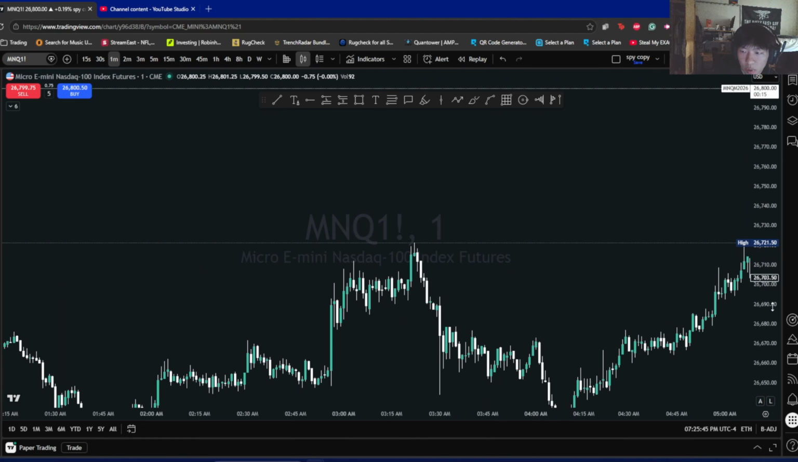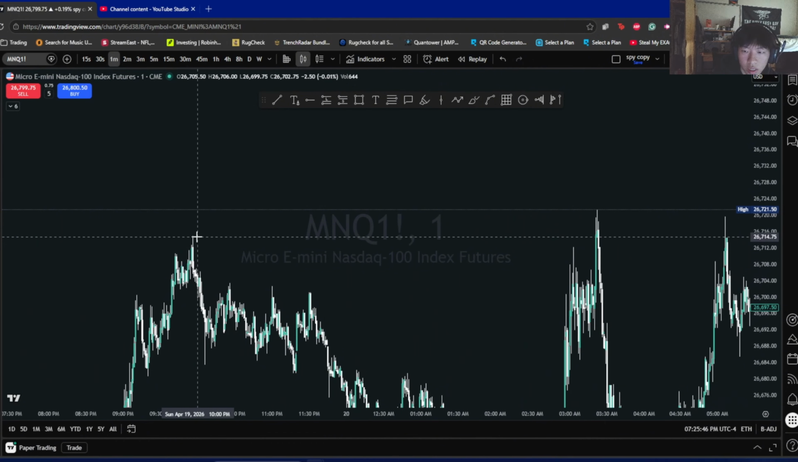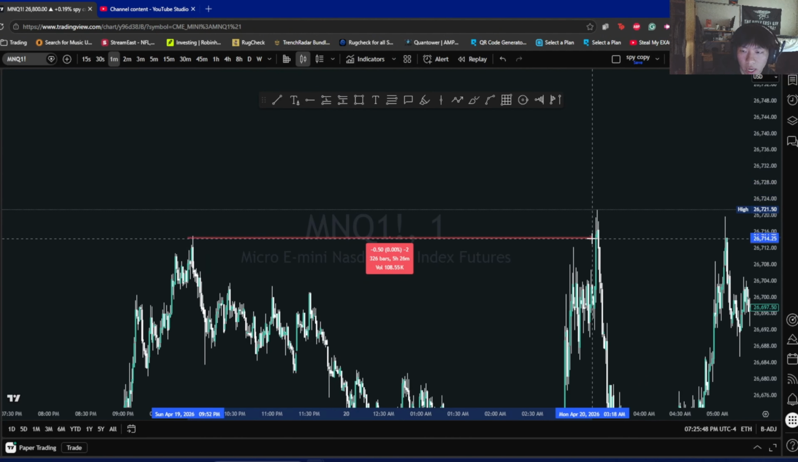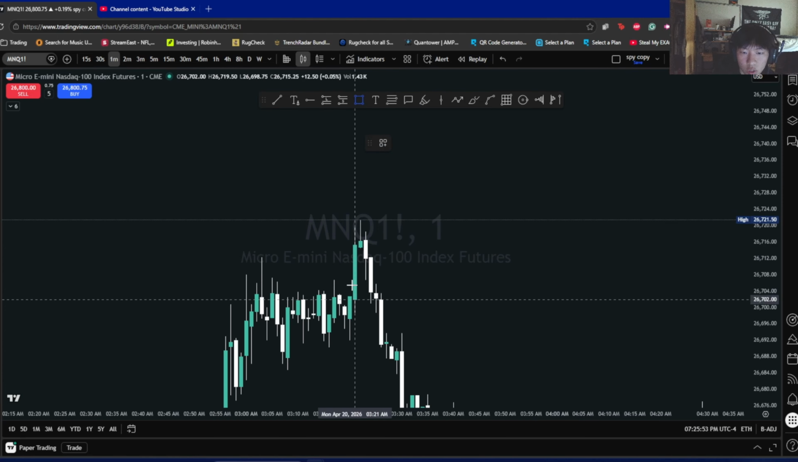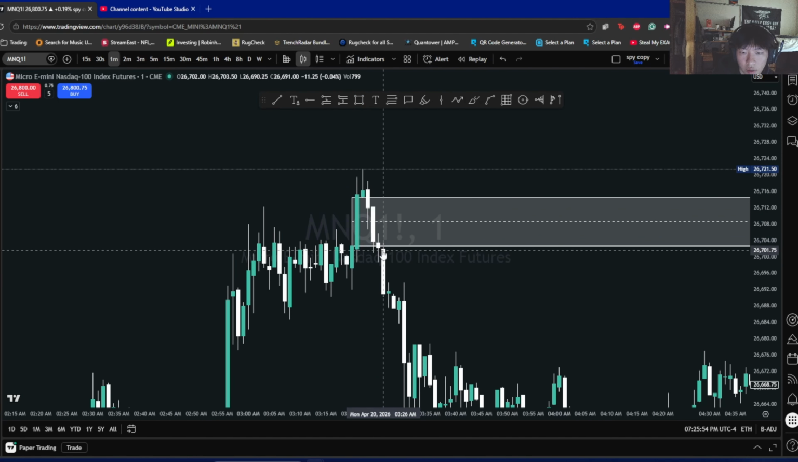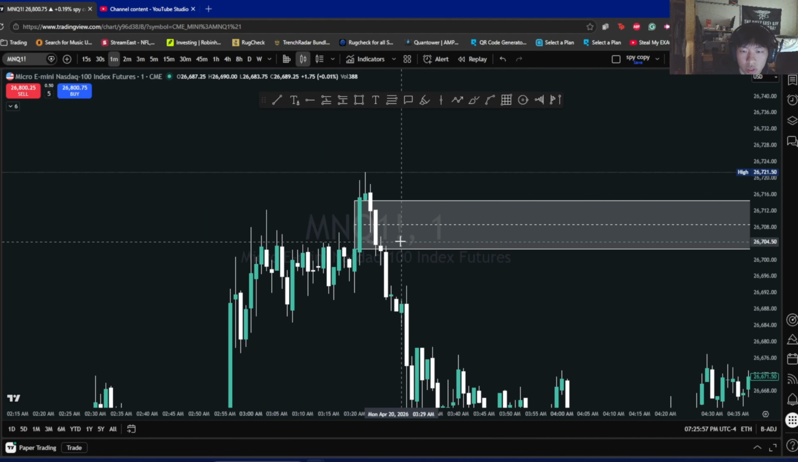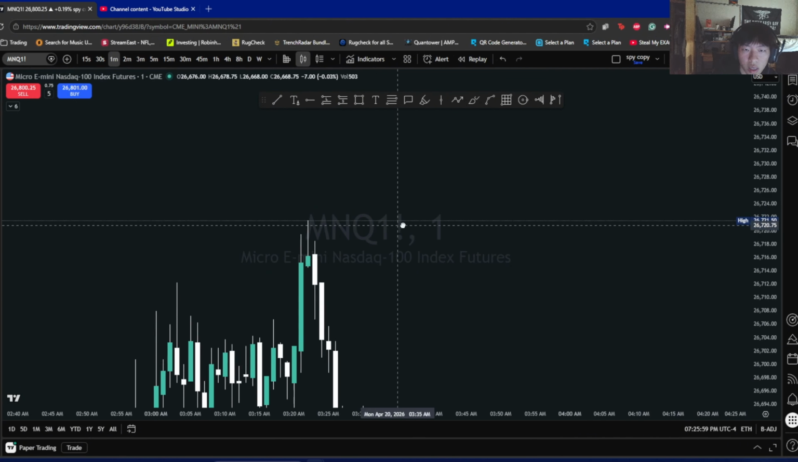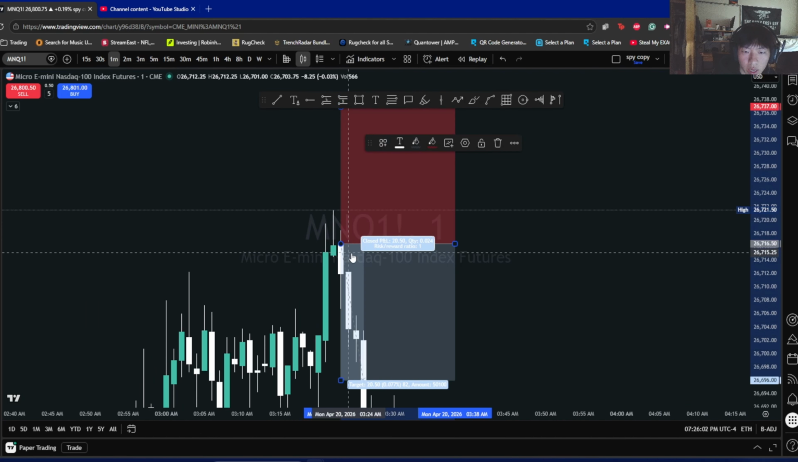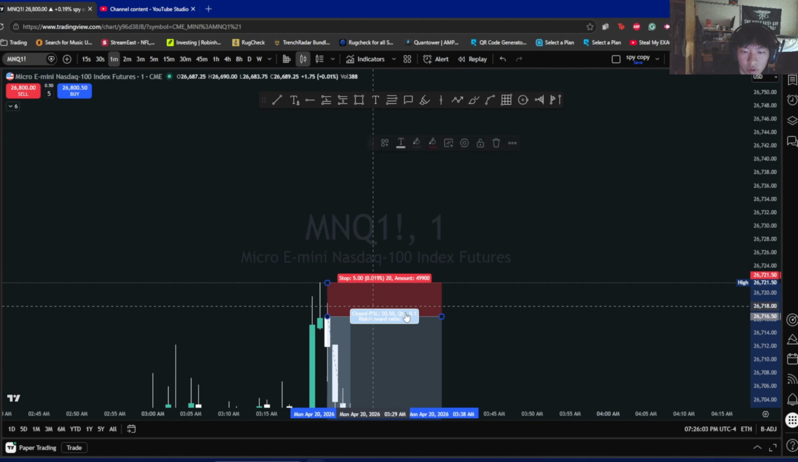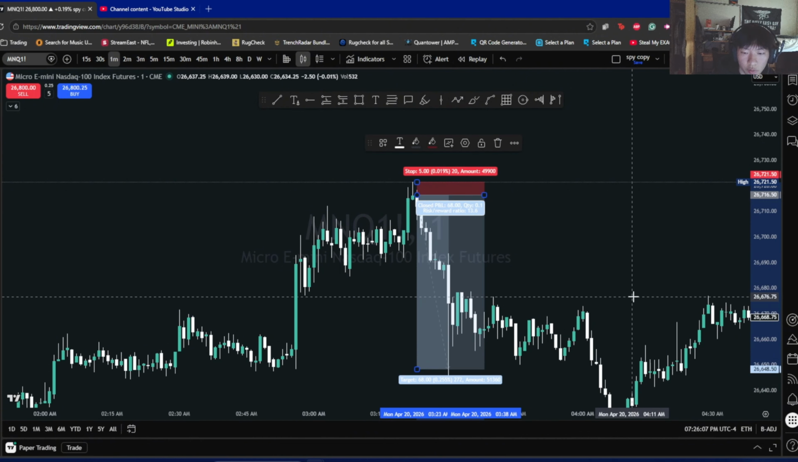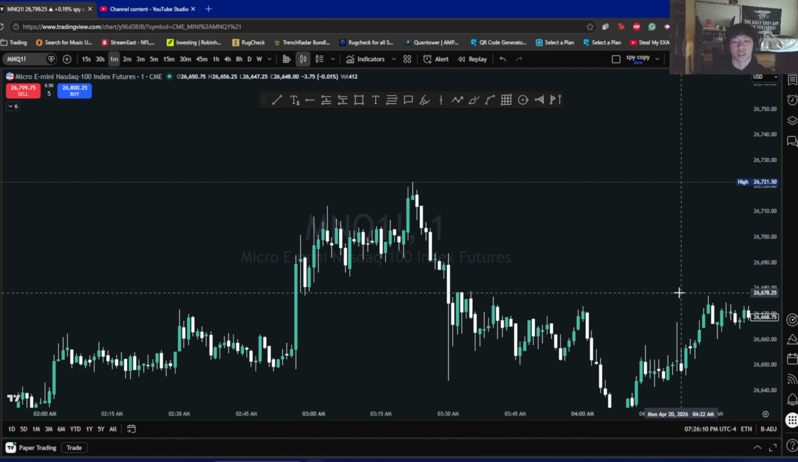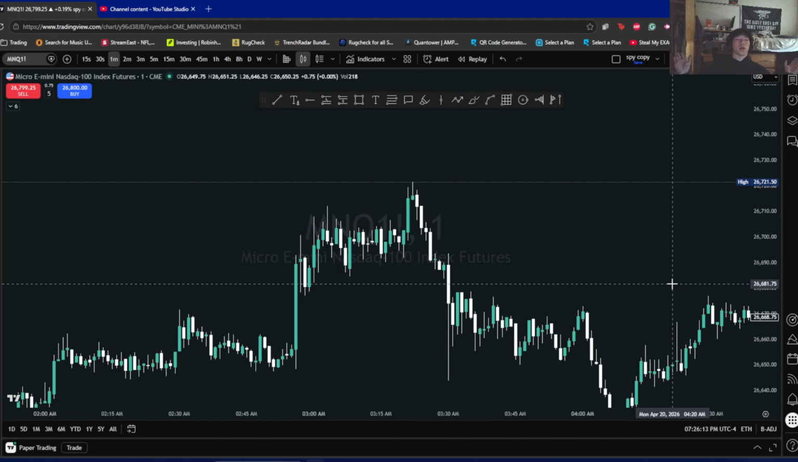Here, great example of a rejection block. We sweep this sell side, buy side liquidity right here as we learned. And instead of waiting for the inverse right here and taking it from here, which makes our RR super low, we could have taken it off of this rejection block right here. Stop at the high of the rejection block and targeting the other side of liquidity. 1 to 13.6. Nice.